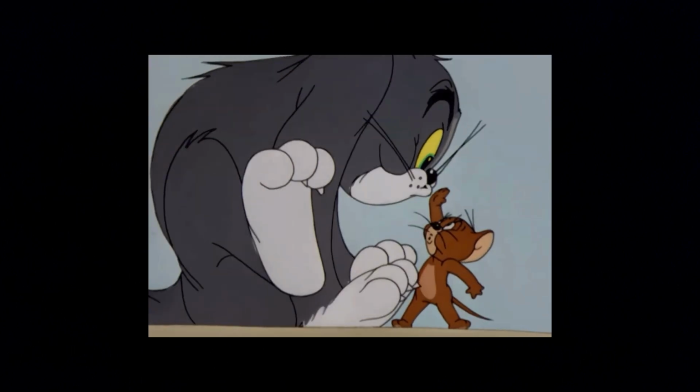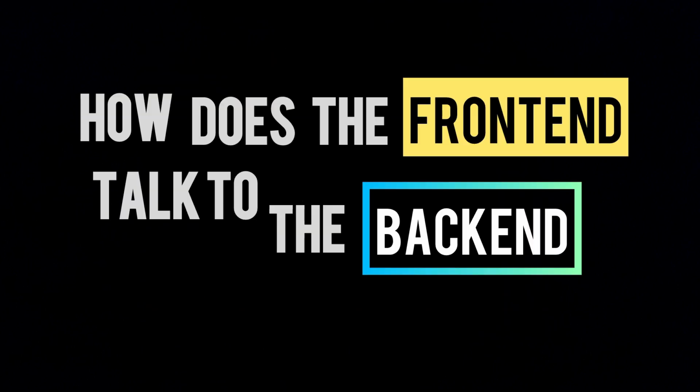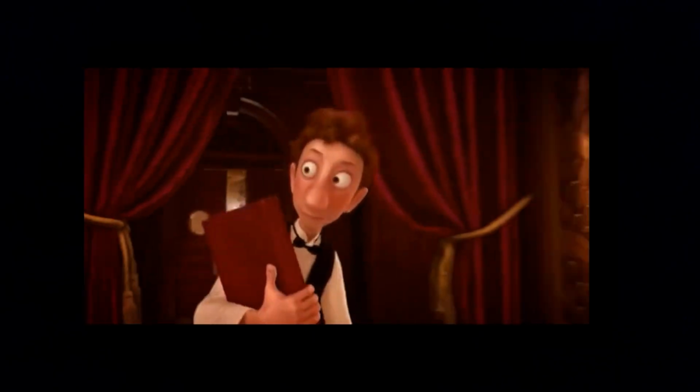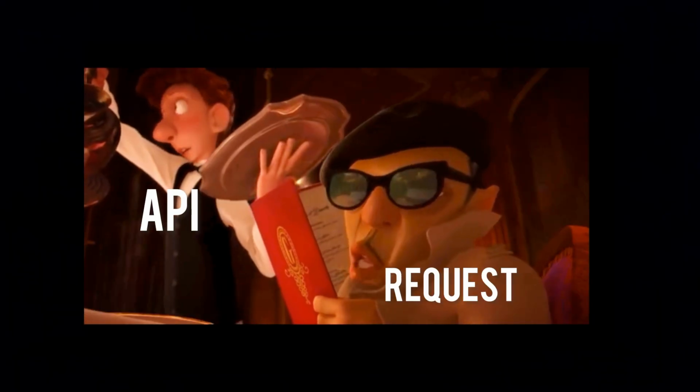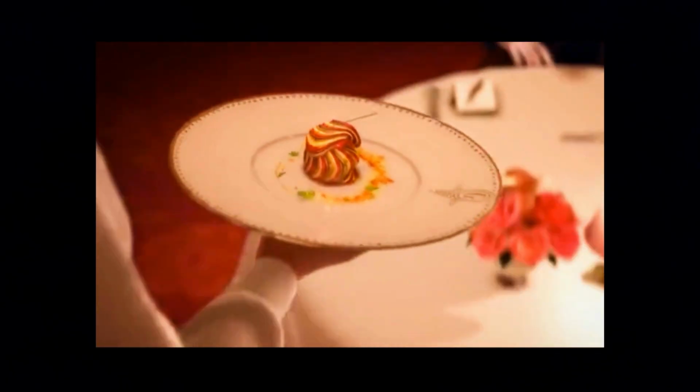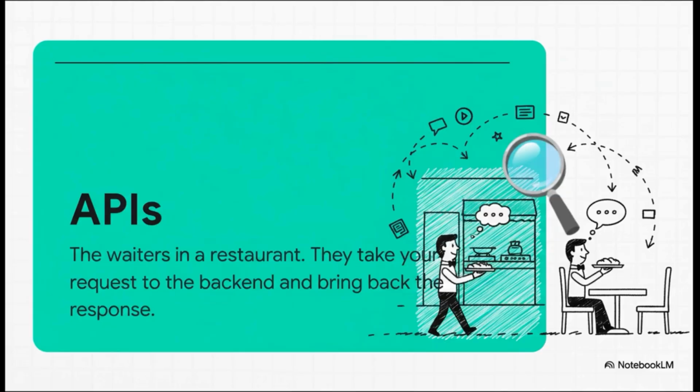But wait a minute, how does the dining room even talk to the kitchen? That's where APIs come in. API stands for Application Programming Interface, but just think of them as waiters. They take your order, the request, from the front end, run it back to the kitchen, the back end, and then bring your food, the response, back to your table. They're the essential link that connects everything.